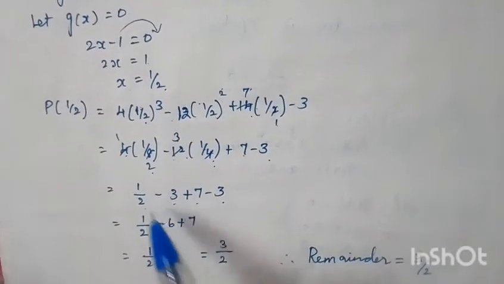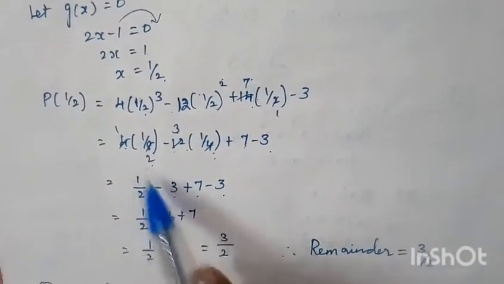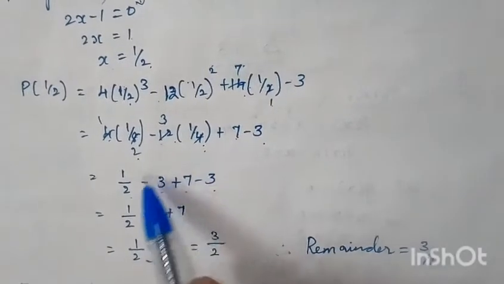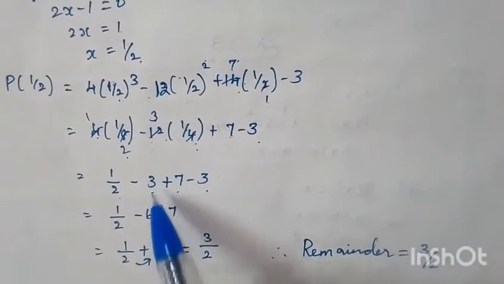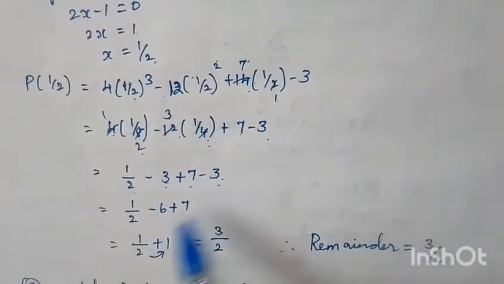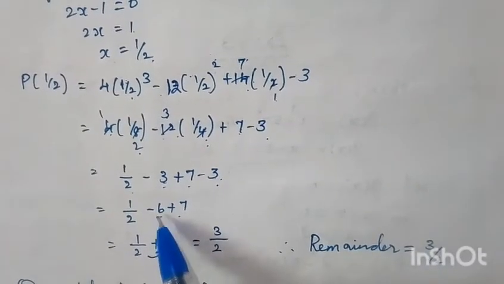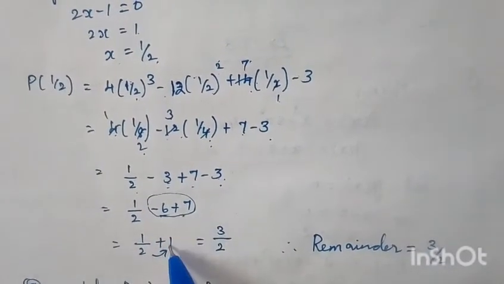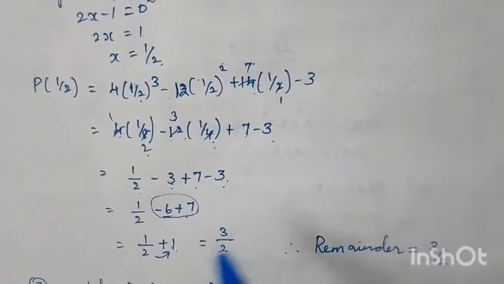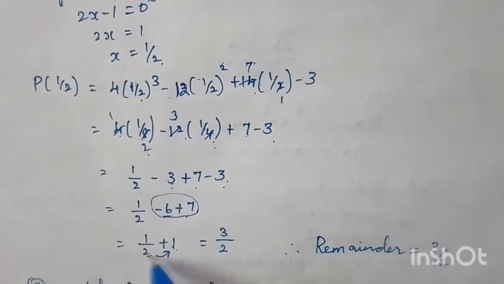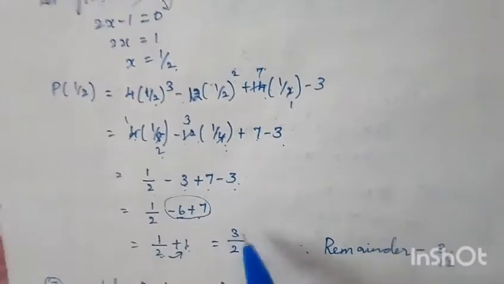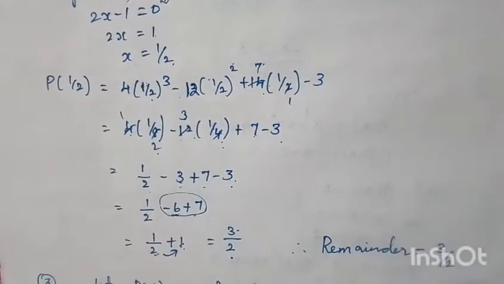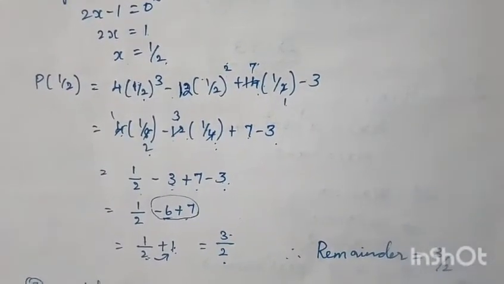So keep the fraction value separately. You have to simplify the integers. So that is, you have to simplify minus 3 minus 6 plus 7. Simplify these, it becomes 1. So 1 by 2 plus 1, you have to simplify with LCM. 2 into 1 is 2, 2 plus 1 is 3, 3 by 2. Therefore remainder equal to 3 by 2.